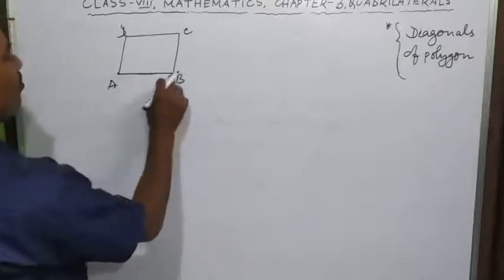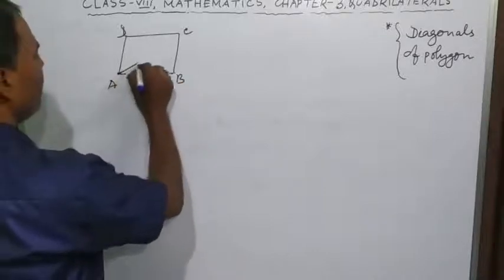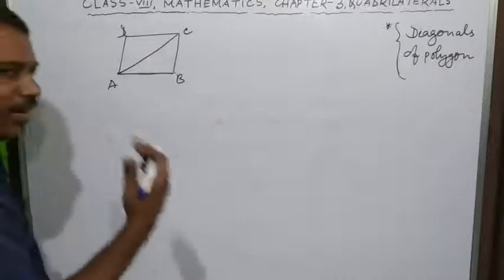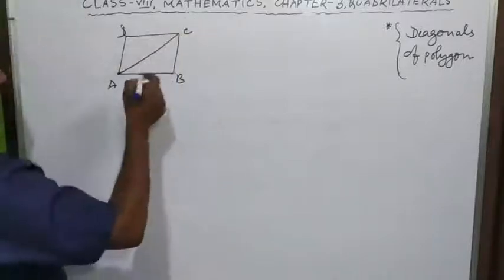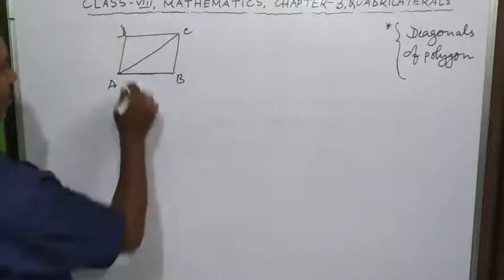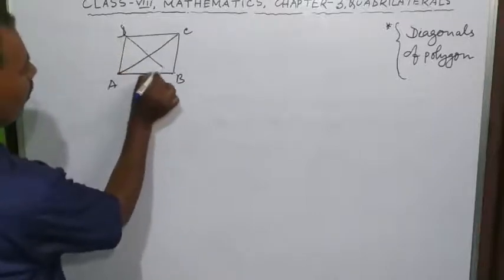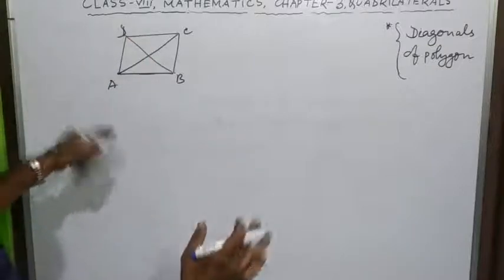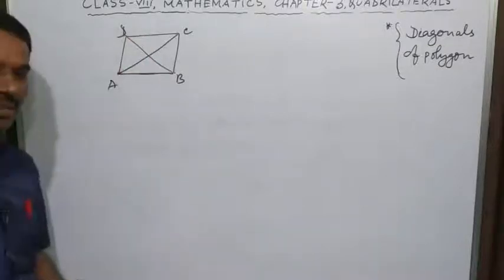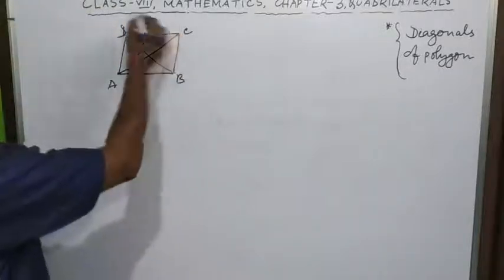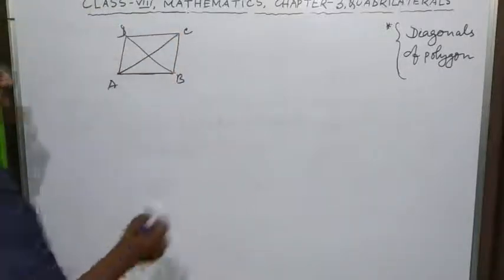And leaving point B, A and C are opposite to each other. Therefore, these are non-adjacent vertices or opposite vertices. Therefore, AC is one diagonal of polygon ABCD. Again, if we join B and D, B and D are opposite vertices or non-adjacent vertices. Therefore, we can say BD is also a diagonal of this polygon.